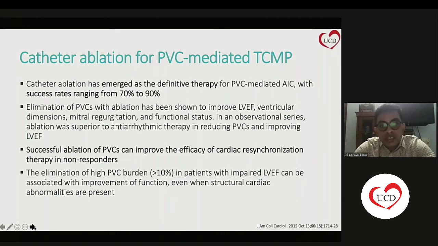Regarding catheter ablation, it has emerged as one of the definitive therapies for PVC-mediated arrhythmia-induced cardiomyopathy, with success rates ranging from 70 to 90%. Elimination has been shown to improve LV ejection fraction, ventricular dimensions, mitral regurgitation, and functional status. In an observational series, ablation was superior to antiarrhythmic therapy in reducing PVCs and improving LVEF. Successful ablation can also improve the efficacy of CRT therapy in non-responders. In fact, it has been shown that reduction of the PVC burden to less than 5,000 PVCs per 24 hours has shown significant improvement in the LV ejection fraction over the long term.